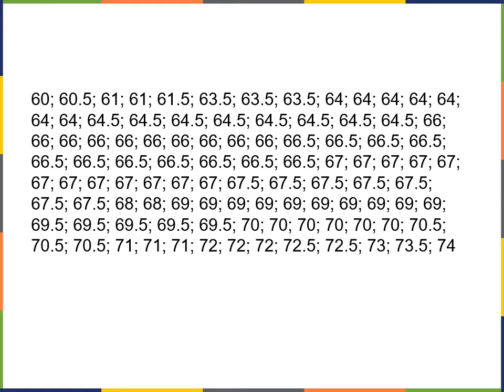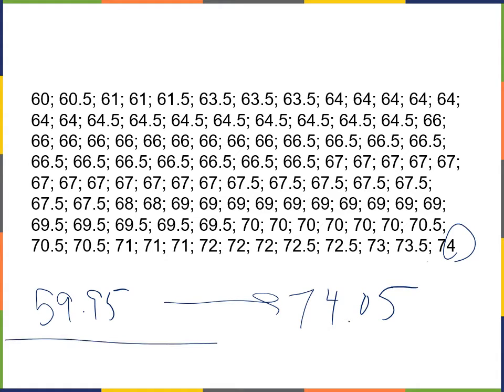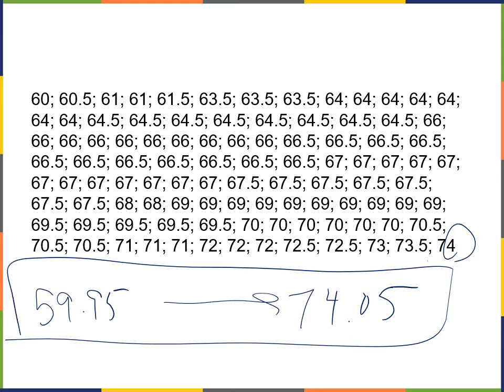Again, here's your data values. Our smallest one is 60, biggest one is 74. So we really want to go from 59.95, and let's go all the way to bigger than this, so 74.05 should be the spread that we're going to go through. All right.